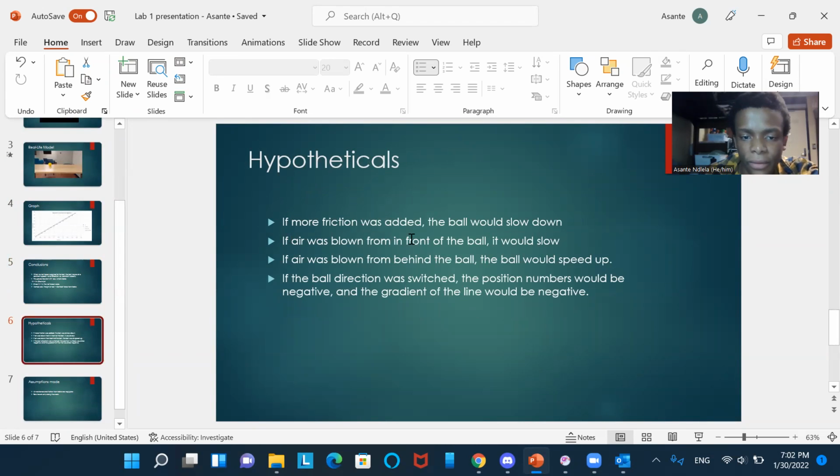Hypotheticals: if more friction were added, the ball would slow down. If air was blown from in front, the ball would slow down. And if air was blown from behind, the ball would speed up. In these three situations, a net force is being applied, therefore the velocity would change. If the ball direction was switched, the position numbers would be negative and the gradient of the line would be negative because the direction is changed.